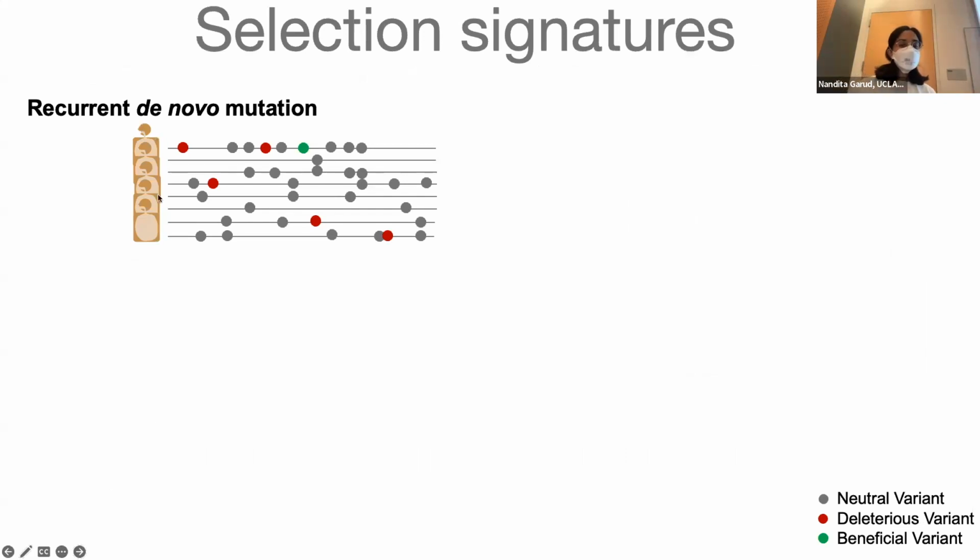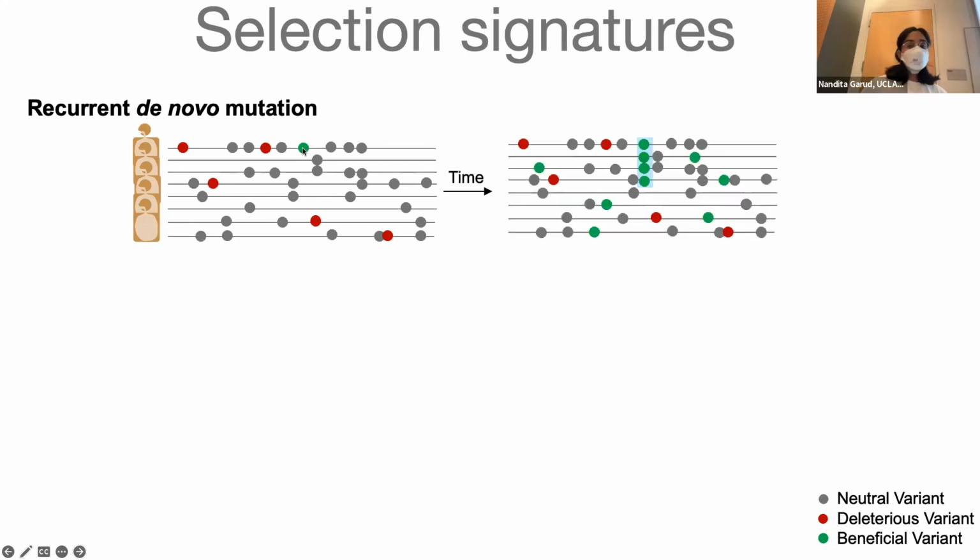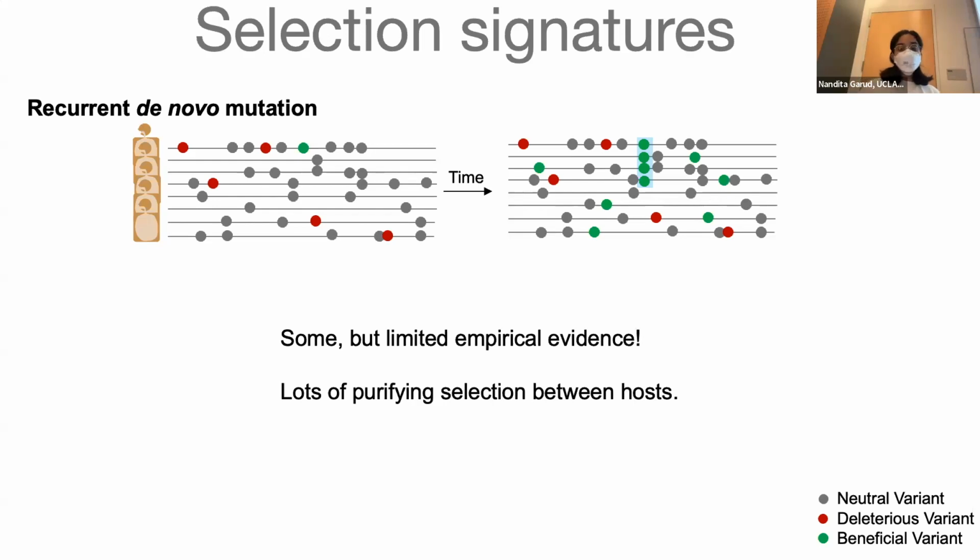So we have here many hosts, and each horizontal line is a haplotype corresponding to their bacterial genome. We have a beneficial mutation arising in one host, and then it shows up in 3 more hosts. You can see that the genomic signatures don't really change around this site. And so the question is, do we see this evidence of recurrent de novo mutation in the data?